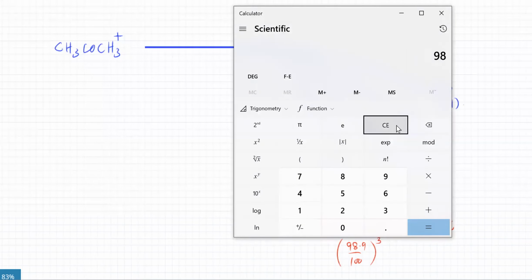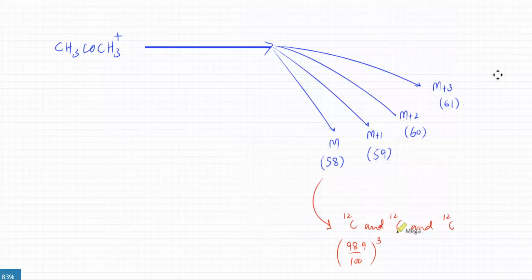Okay, so it's 98.9 divided by 100, right? And multiply it by 0.989. Sorry, that was wrong. 0.989, and then you multiply it by 0.989 again. So I'm getting 96.7%. If I round that off, that's approximately 97%. So this comes out to be approximately or close to 97%.